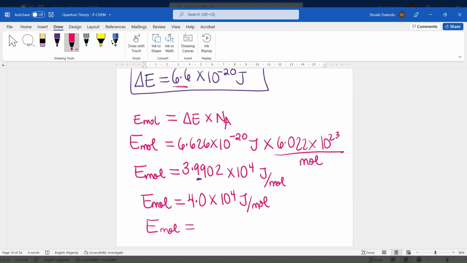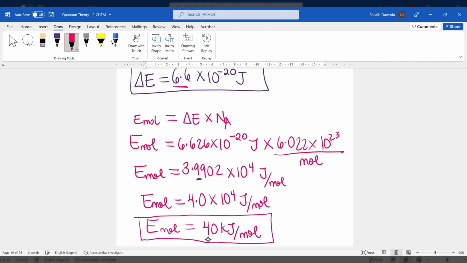So when we do the calculations, we end up with 40 kilojoule per mole. So 40 kilojoule per mole is what you get when you go from 4.0 times 10 to the power of 4 joule per mole to kilojoule per mole. So this is basically the answer.